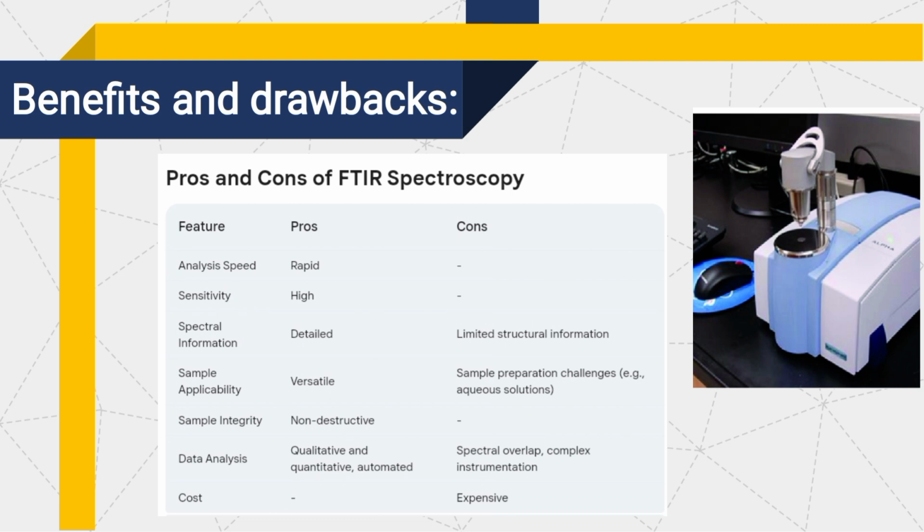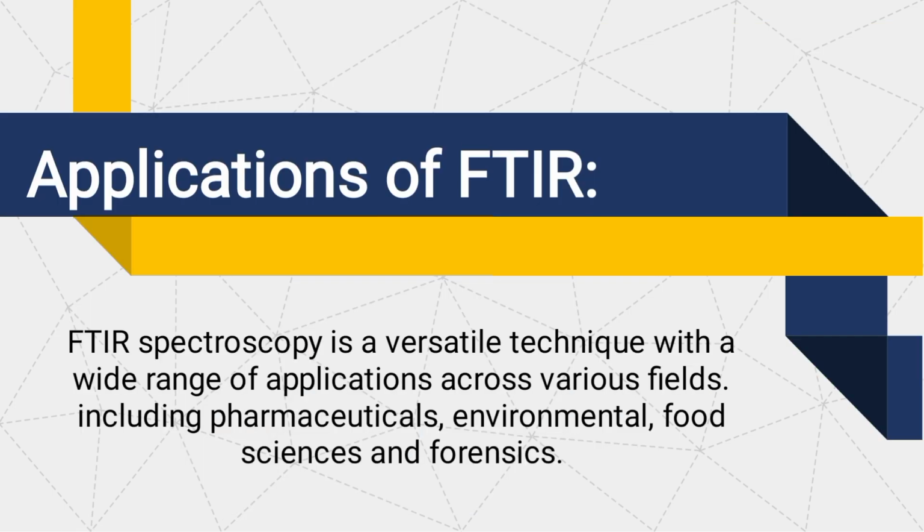Qualitative and quantitative types of information can both be calculated using FTIR, and its major advantages include that it is an automated process. Its drawbacks include limited structure information, sample preparation challenges because it is difficult to prepare aqueous solutions to be used for FTIR, spectral overlap, complex instrumentation, and it is highly expensive.